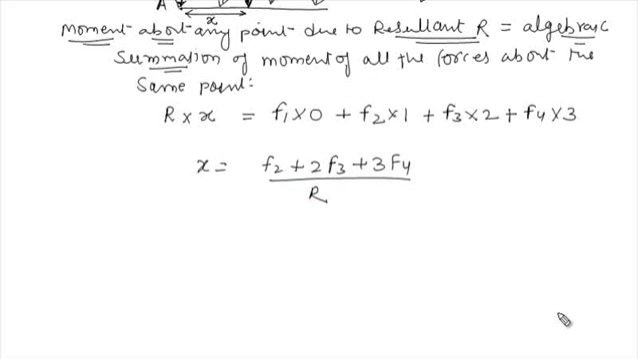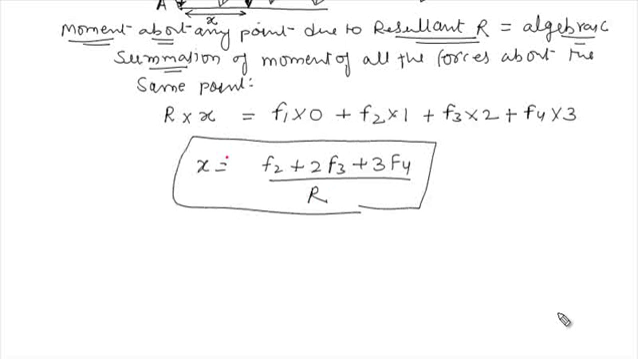By this expression we can easily find x, the point of application of the resultant. So I think now it's clear that with the help of Varignon's theorem, in case of a coplanar non-concurrent force system, we can easily find the point of application of the force. So graphically, with the help of the funicular polygon law of forces, we can easily find the point of application of the resultant force in case of a coplanar non-concurrent force system.